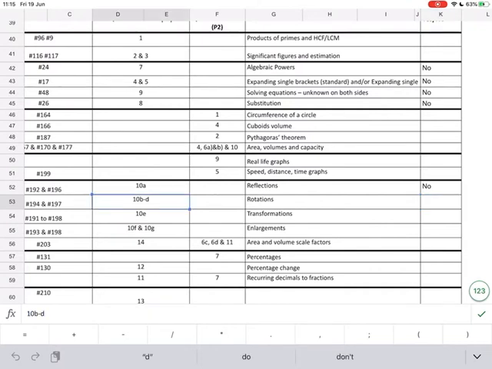So I was quite good on 10A on paper 1. I got all my marks on that one. And maybe 10B to D, the rotations on paper 1. I was quite good on that, so I'm going to put no.